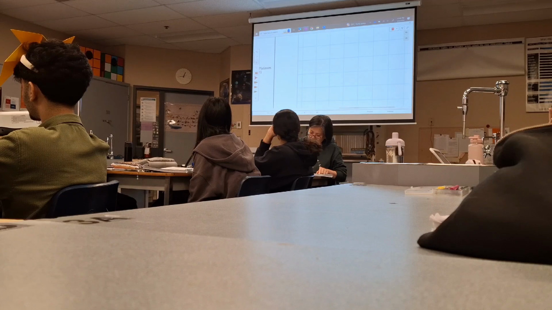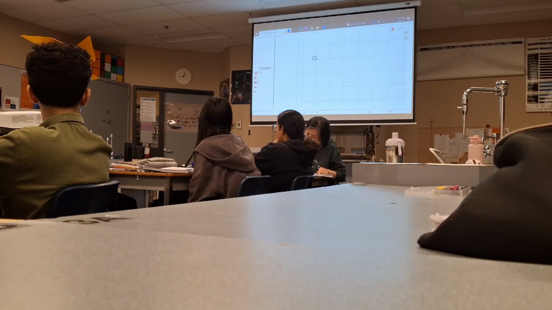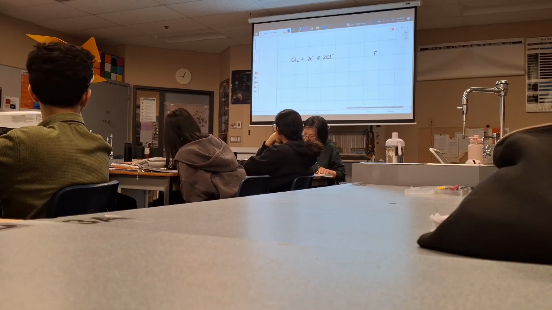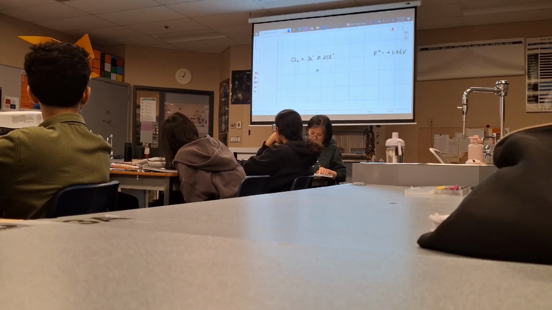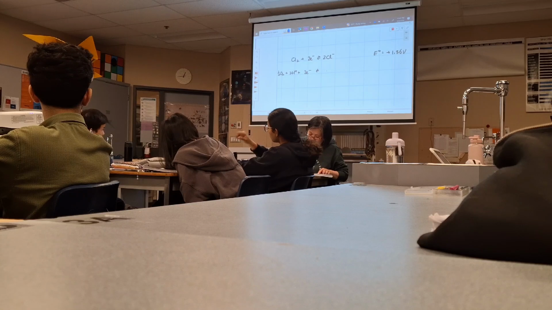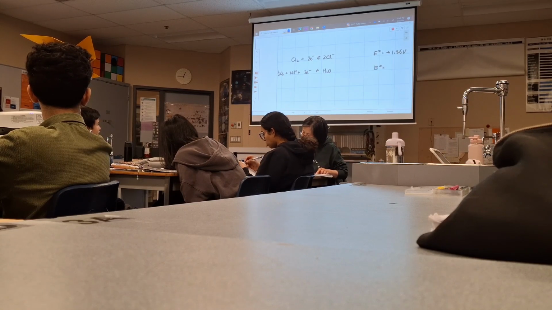So starting with the top. Over here I have Cl2 plus 2 electrons, giving me 2 Cl minus, and my E naught over here is going to be positive 1.36 volts. And then the second one over here, I'm going to have 1/2 O2 plus 2H plus 2 electrons, and I'm going to get H2O, and my E naught over here is positive 0.82 volts.